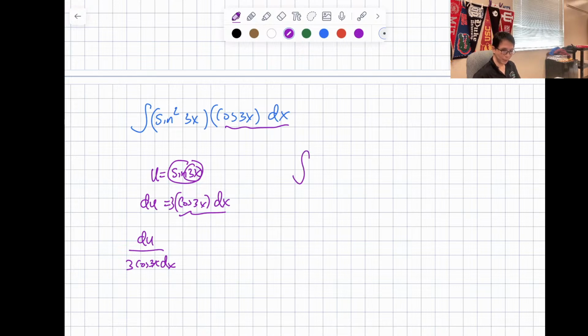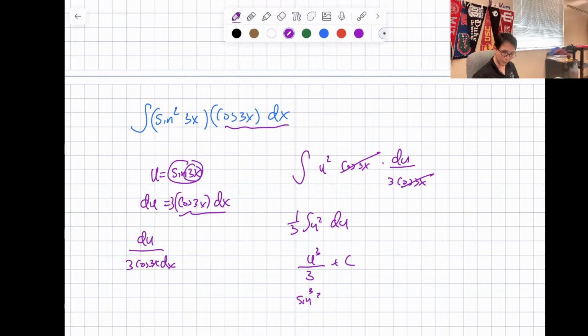And if I have everything in terms of that, it's going to be u squared cosine of 3x times du over 3 cosine of 3x. Do you see that? It's nicely cancelled out. And u to the 3 over 3 plus c. And it's going to be sine of 3x to the 3 over 3 plus c.